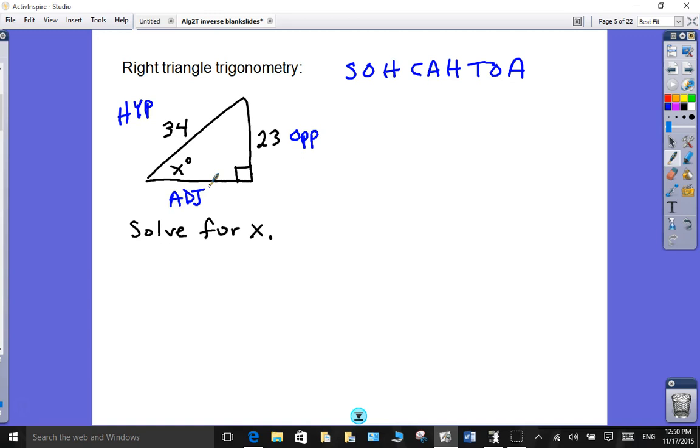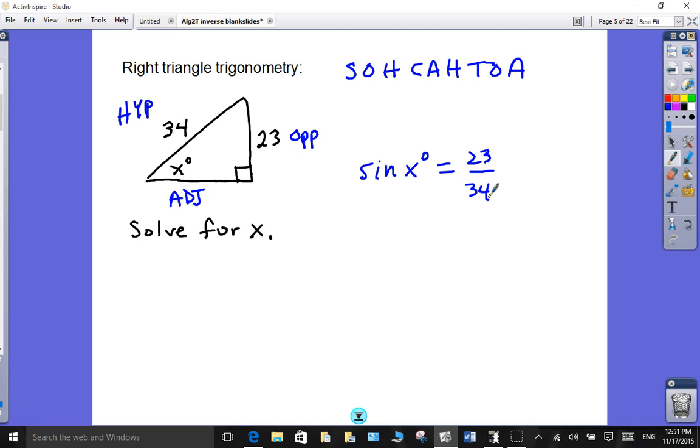Based on sine equals opposite over hypotenuse, cosine is adjacent over hypotenuse, tangent is opposite over adjacent, you would say this is going to be a sine function. So I would say the sine of x degrees equals 23 over 34. Now we have to solve for x, but the x is inside of a function. How do we solve for the x? You can't divide by sine. It doesn't work that way.